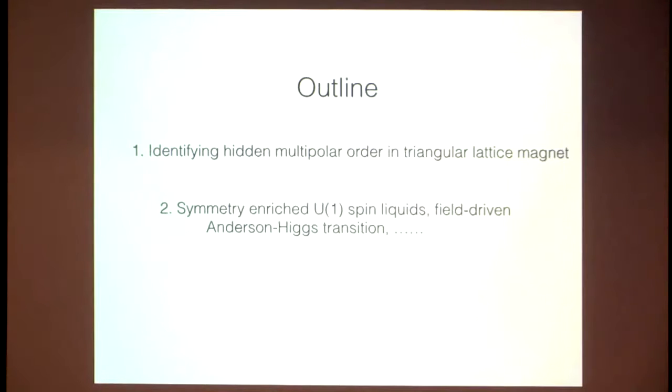So this is the outline. The first part has already been presented at KITP about 3 weeks ago. If you are interested, you can look it up. This is identifying hidden multipolar orders in some triangular lattice magnets, and we provide some new insight, and the insight can be generalized to identify other hidden order in other systems. The second part is about symmetry-enriched U(1) topological order and some related field-driven Anderson-Higgs transition.